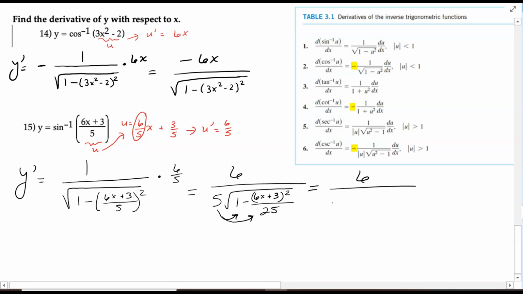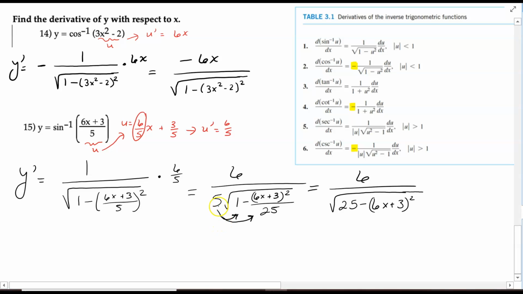So when we pull that 5 back in, we end up with the square root of 25 minus, and then it's just going to be 6x plus 3 quantity squared. Okay, could you simplify that? Yeah, you could, but I think it's safe just to leave it like this.